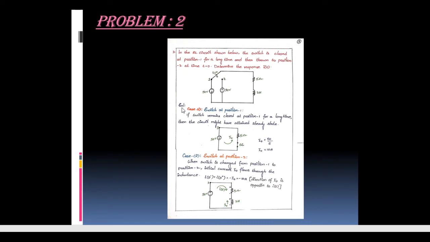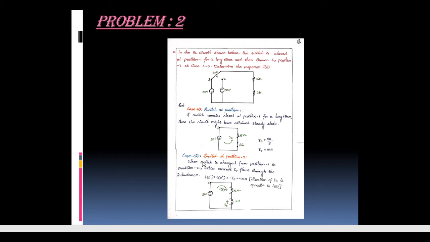Whenever you start with a solution, start with case 1, when the switch is at position 1. If the switch remains closed at position 1 for a long time, then the circuit will have attained steady state. In that initial condition, the inductance will be acting as a short circuit, and you will get the loop like this. For this loop, you can apply KVL, taking the current in this direction because the battery is minus plus here. You get I naught as 50 by 5, which is nothing but 10 amps. Now that is at position 1, right?